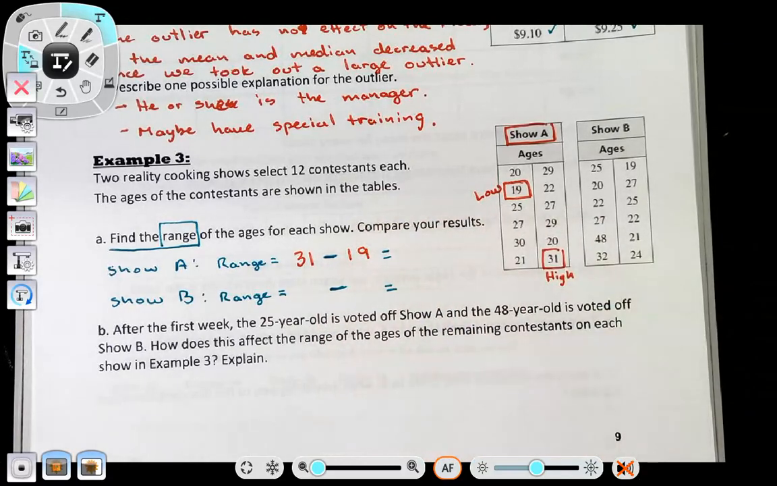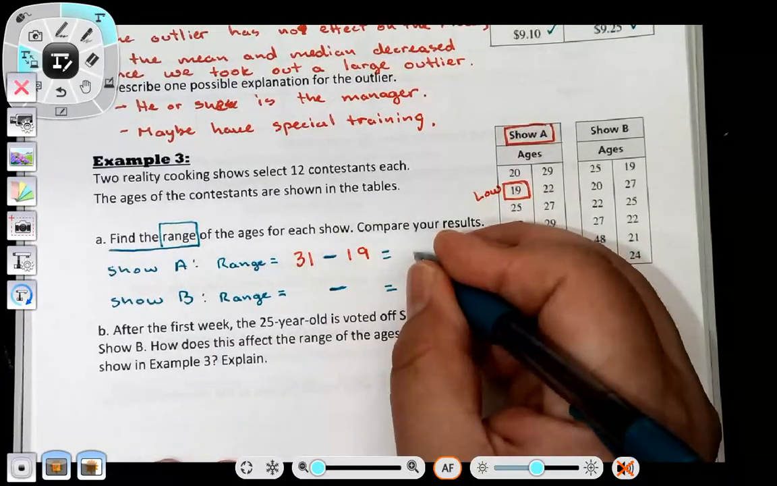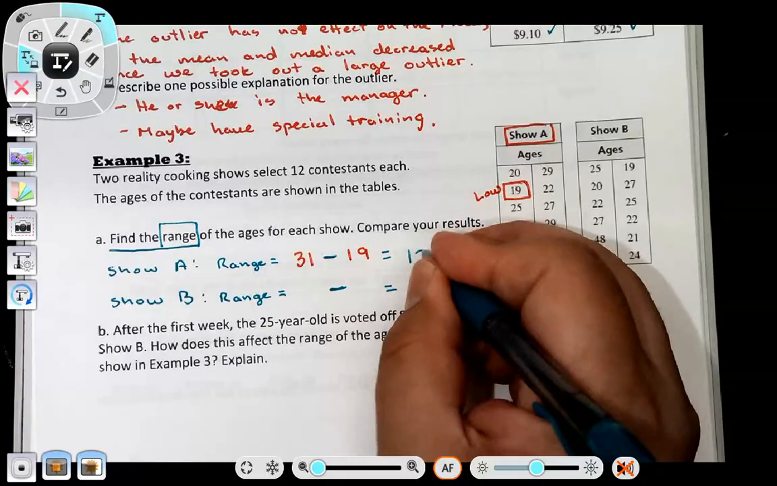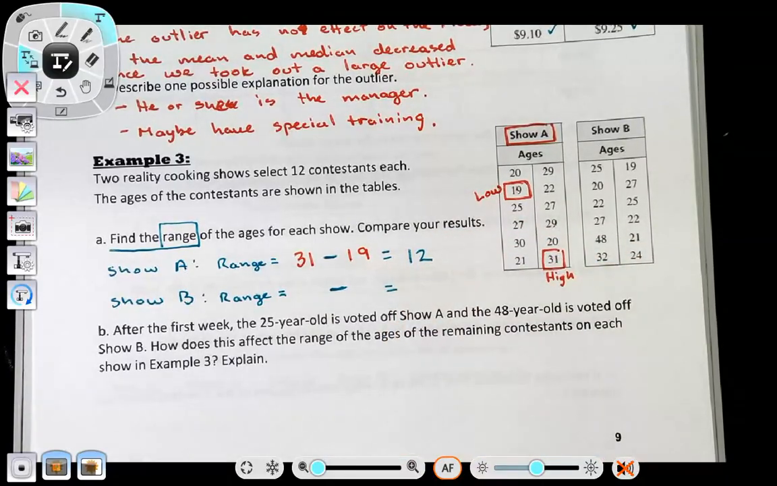So be careful there. Remember, we want positive numbers here. All right, well, what's 31 minus 19? Let's type it in. 12. There's my range. So that means they have that spread of 12. Meaning from lowest to highest, it's a spread of 12.